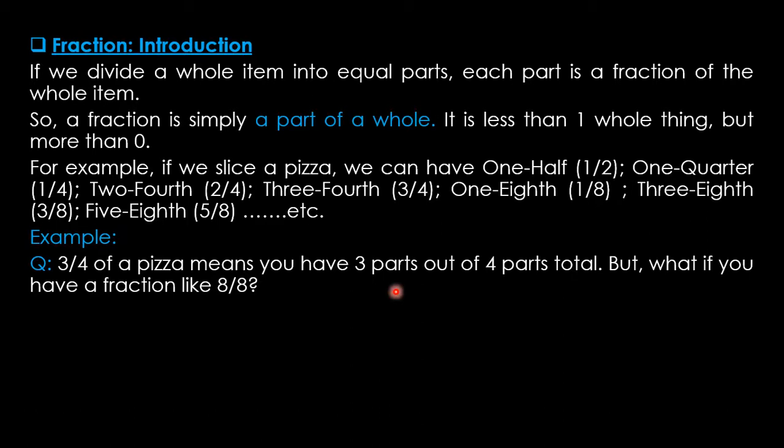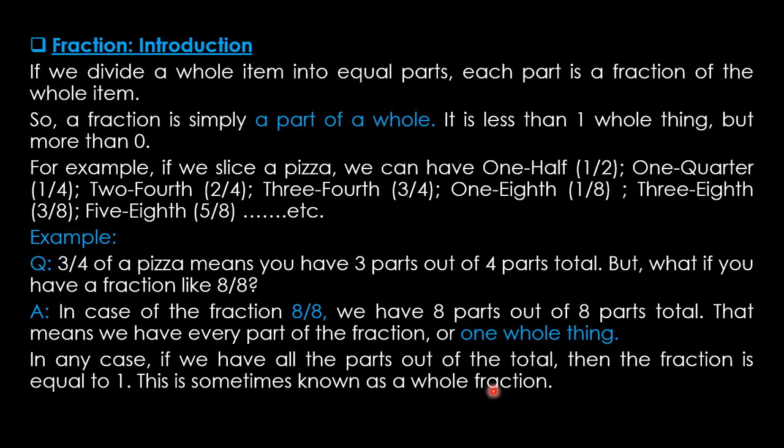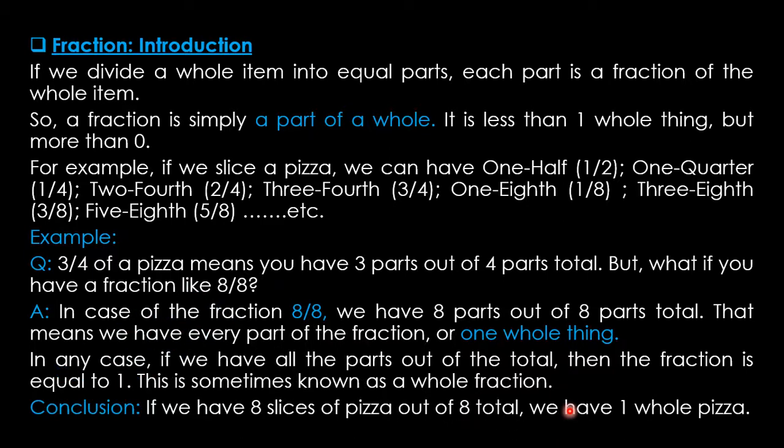But what if you have a fraction like 8/8? The answer is, in case of the fraction 8/8, we have 8 parts out of 8 parts total. That means we have every part of the fraction, or one whole thing. In any case, if we have all the parts out of the total, then the fraction is equal to 1. This is sometimes known as a whole fraction. Conclusion is, if we have 8 slices of pizza out of 8 total, we have one whole pizza.